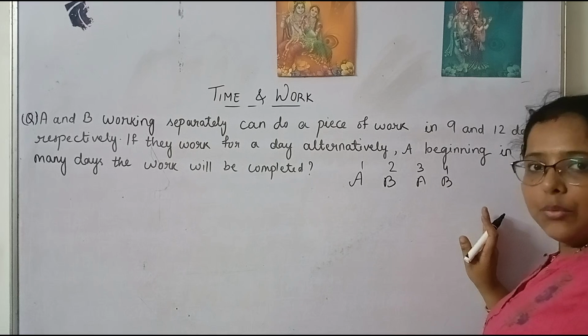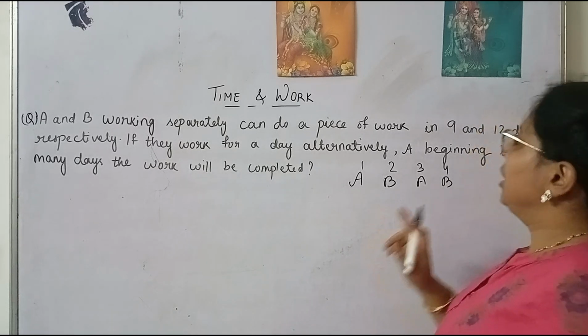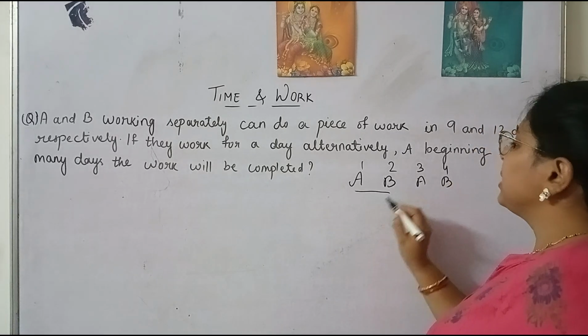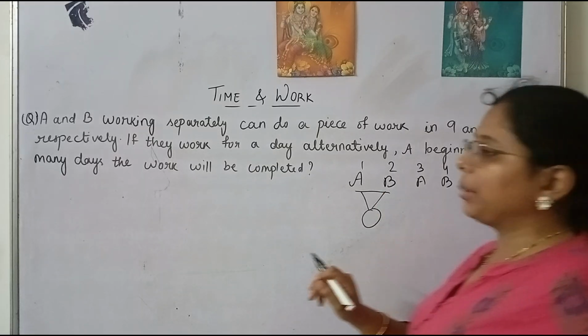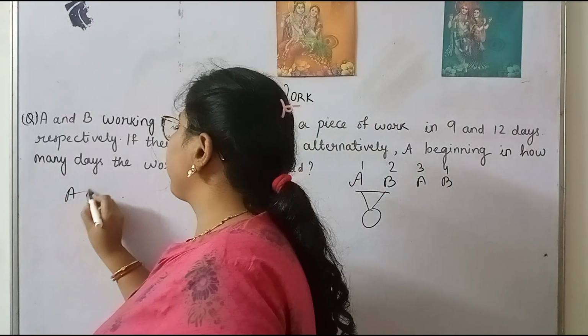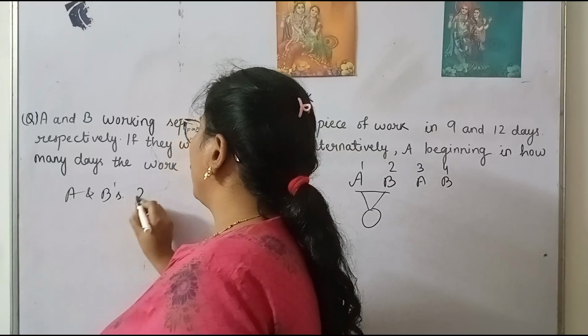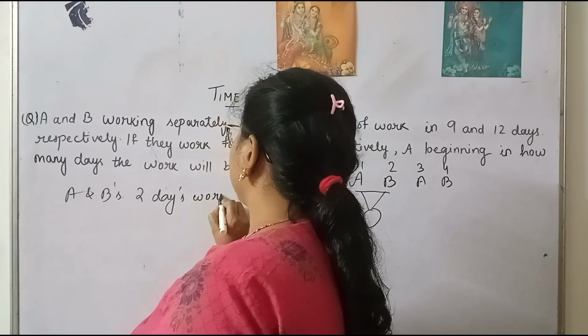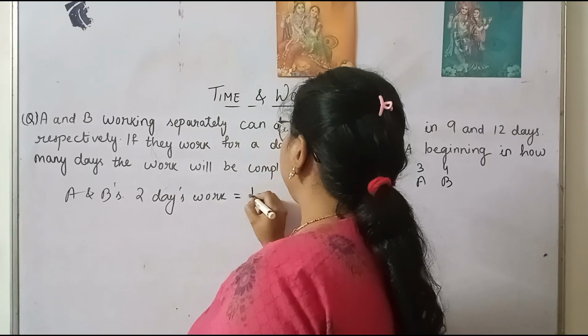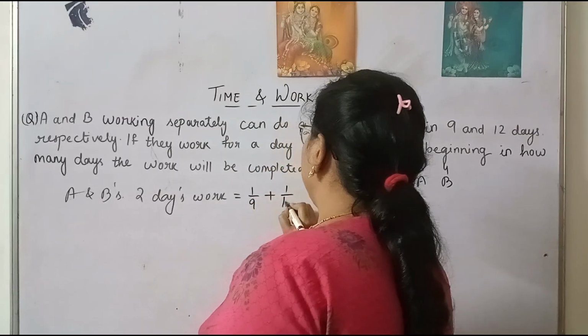Likewise, they will continue till the work is completed. So, in 2 days, we can take together's work. How much work will they complete in 2 days? So, A and B's 2 days' work will be equal to 1/9 plus 1/12.